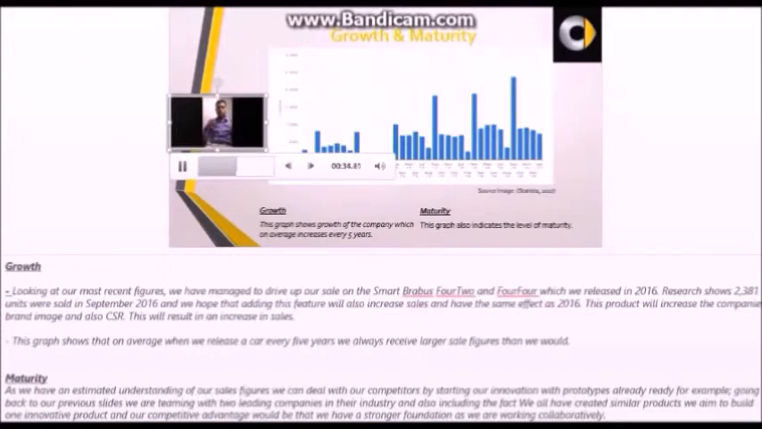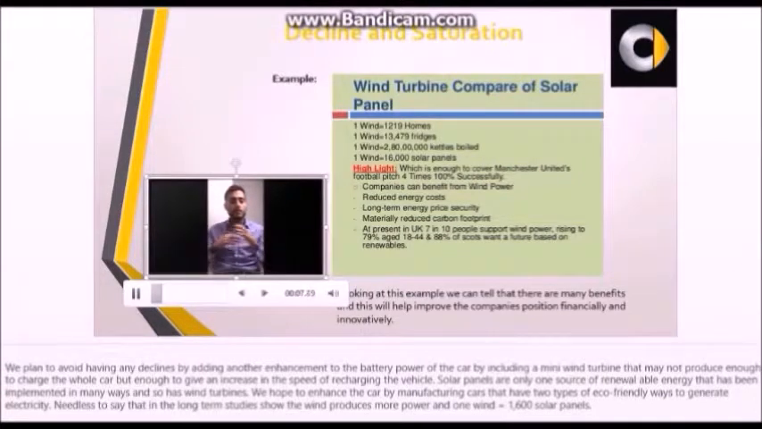This graph also shows that on average, every 5 years we show a huge increase in profit within our organization. However, we plan to break that ripple gap and start creating huge increases of profit every year. For the maturity level of our organization, because we are liaising with our competitor Volvo already, and are ahead within the industry by implementing this idea, we feel that we have a stronger foundation because we are working collaboratively. Now I would like to talk about the decline and saturation levels.